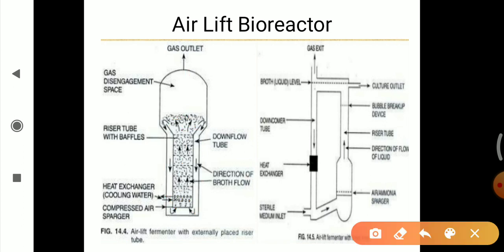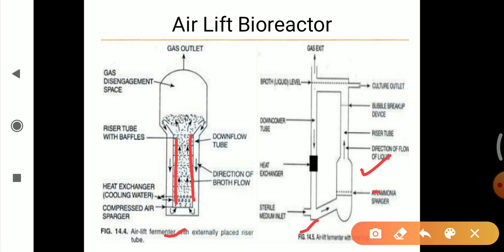If this draft tube, or we can say this loop, is present inside the airlift bioreactor, then it is known as the internal loop airlift bioreactor, and if it is present outside, then it is known as the external loop airlift bioreactor. This is very similar to the internal loop airlift bioreactor, but with a somewhat modification. It has the same features, but the loop is present only outside.